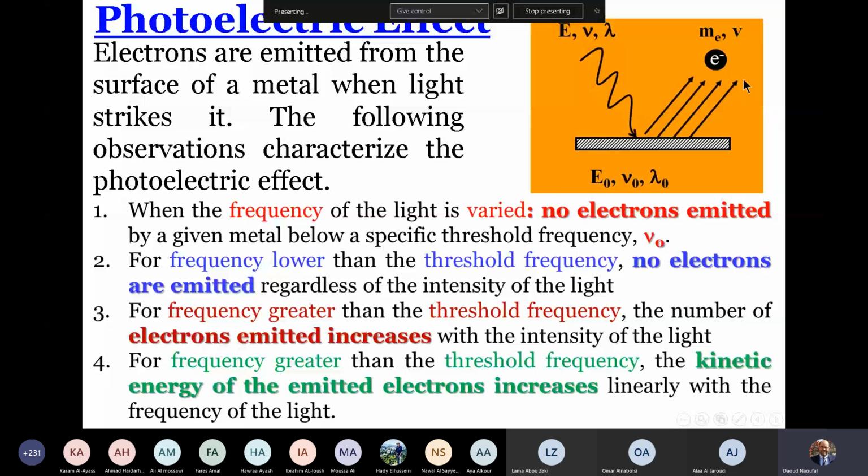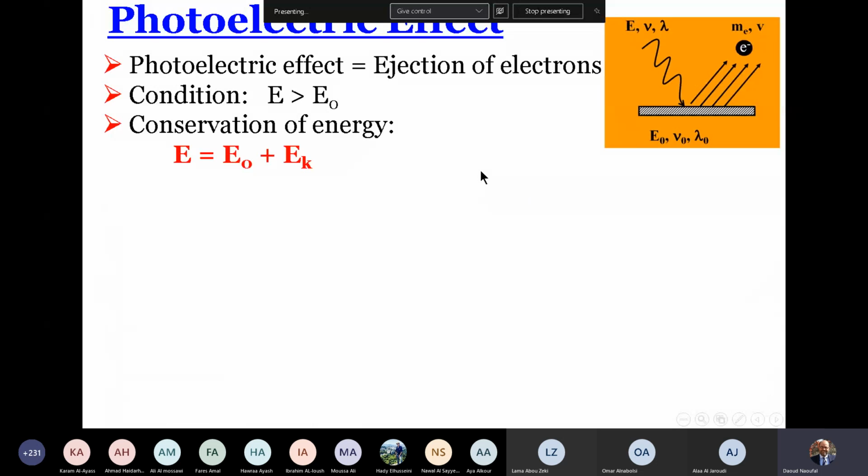So the photoelectric effect could not take place if E is not greater than E0. This is the condition of the photoelectric effect. So the photoelectric effect is the ejection of the electrons. The condition of the photoelectric effect is that the energy of the radiation that strikes the metallic piece should be greater than the threshold energy of the metal, and E0 is constant for a certain metal.